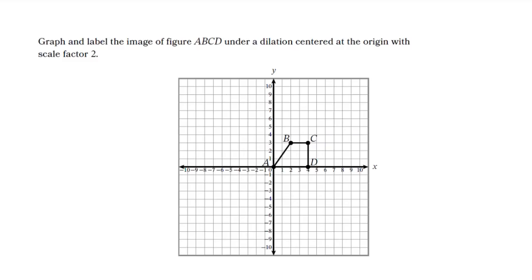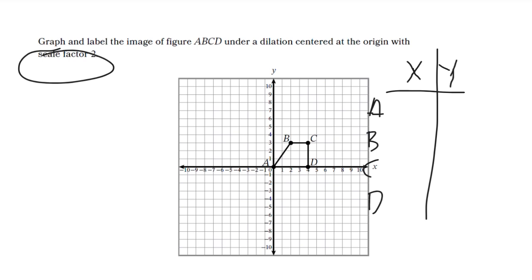For this question, it says graph and label the image of figure ABCD under a dilation centered at the origin with a scale factor of 2. We're going to find the x and y coordinates for each of our points. So we have A, B, C, and D. And then after that, we are going to multiply by a scale factor of 2.